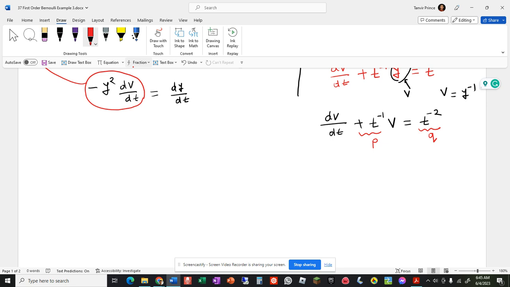So let's use the formula. The integrating factor is e to the power integral of p dt. In this case, t is the variable. So I get e to the power integral of t to the negative 1. But t to the negative 1 is 1 over t. And the integral of 1 over t is ln of t, which is just t. E and ln cancel each other. They are inverse functions. And here we can assume t is bigger than 0.